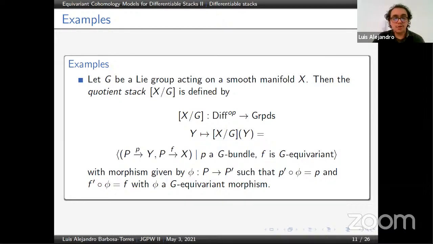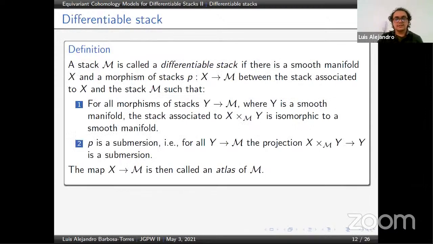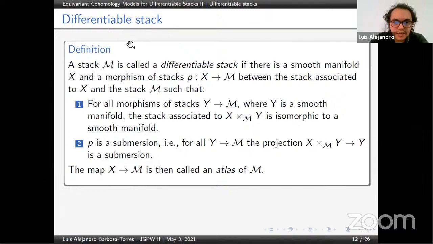Okay, so we have the notion of a stack over the category of Diff. And now we can go to our principal definition, in our case, the differential stack. So a differential stack is a stack over Diff such that you are going to ask a little bit more. There is going to exist a smooth manifold X and a morphism of stacks. So check here that it is X, but it's actually the stack associated to that smooth manifold.